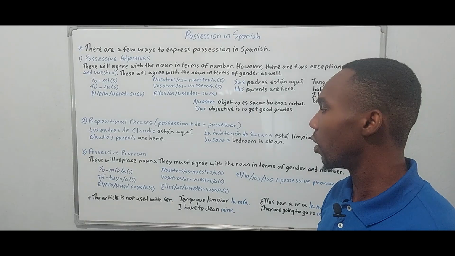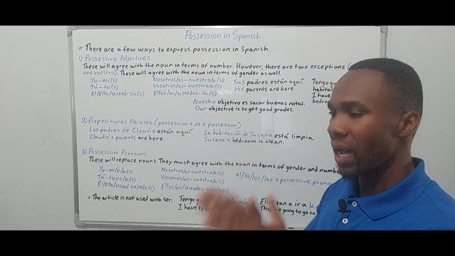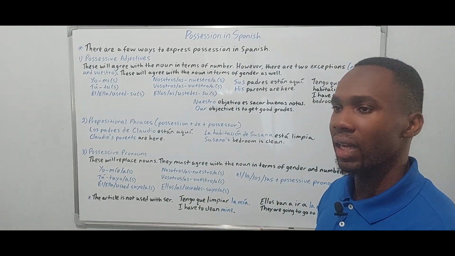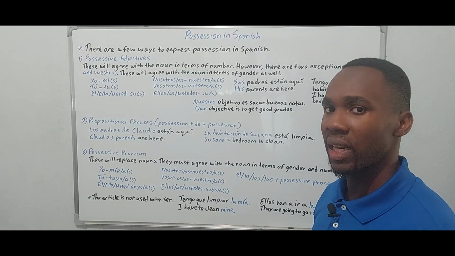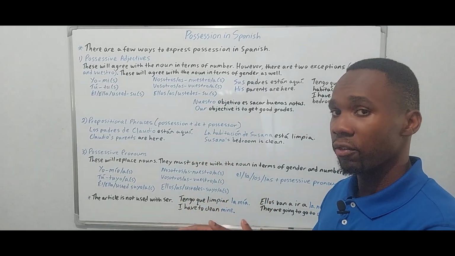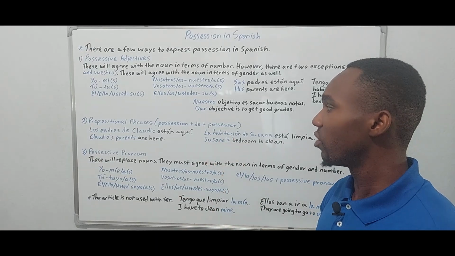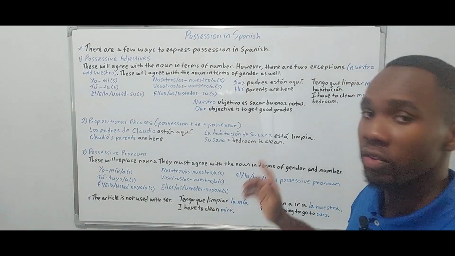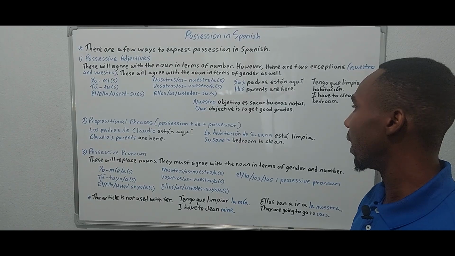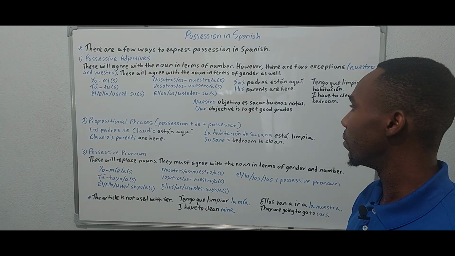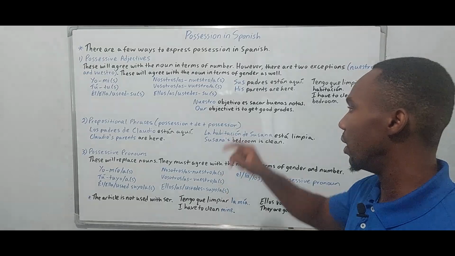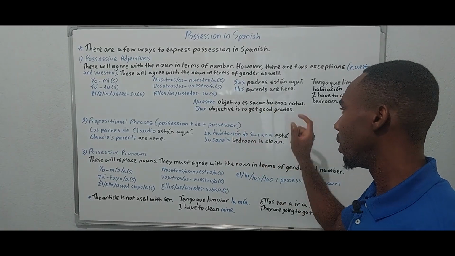Claudio's parents are here. So los padres de Claudio. You can't say Claudio's padres. No, that is incorrect. Spanish is different. So the possession followed by the de, followed by the possessor. So los padres de Claudio están aquí. Similarly, la habitación de Susana está limpia. Susana's bedroom is clean. Right? So you have to express it like that. The bedroom of Susana is clean.